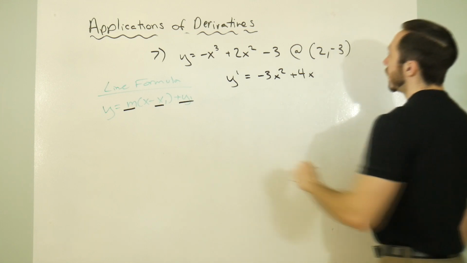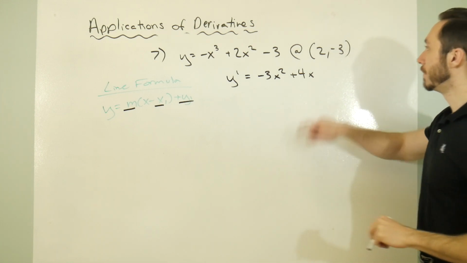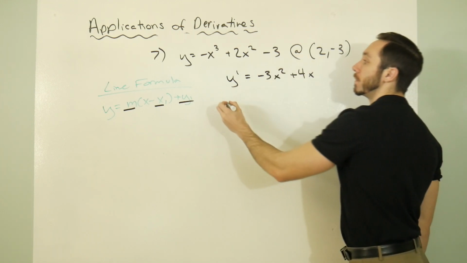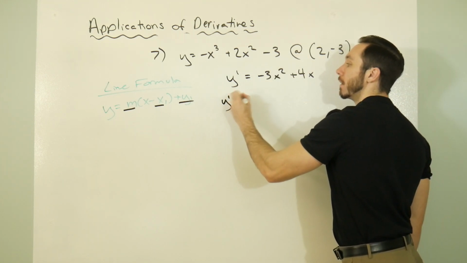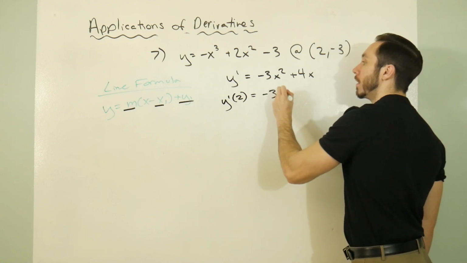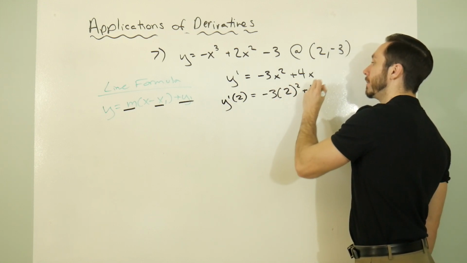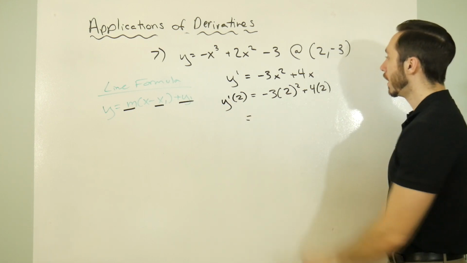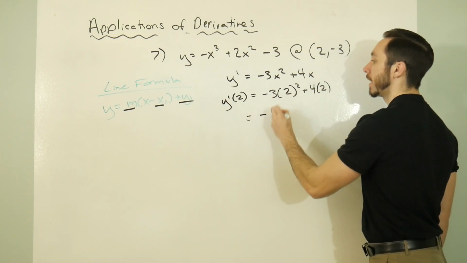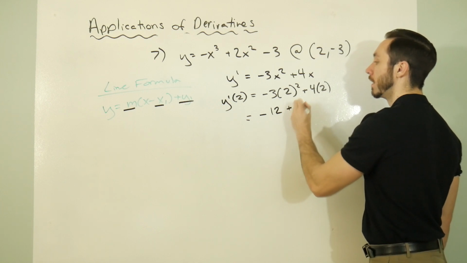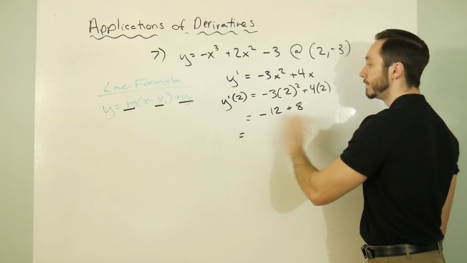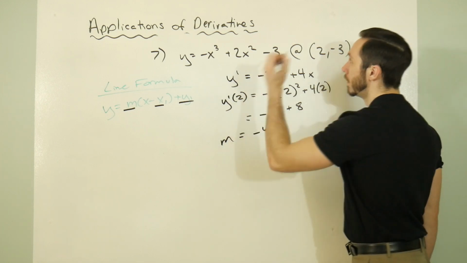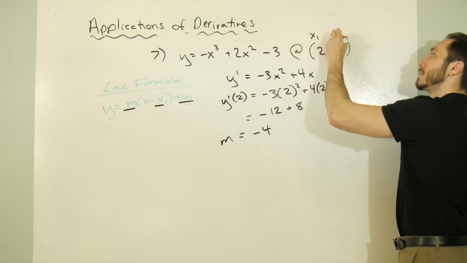What I want to do now is find the slope at this moment. So I want to evaluate this at 2. So we could do that. And this will tell me the slope at the x value of 2. So this is 4. This comes out to -12. This is 8. -4 is my slope. That's my m value. This is my x sub 1 and this is my y sub 1.